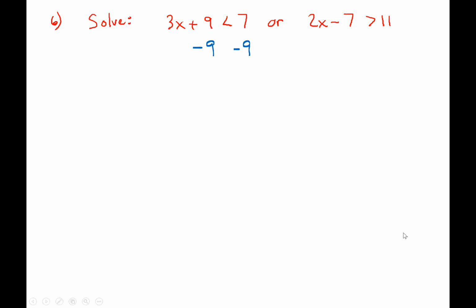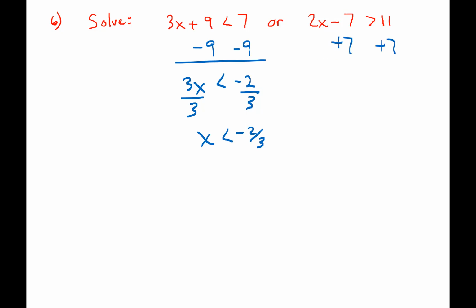So let's subtract 9 from both sides. Gets us a -2. Divide by 3, and voila. Gives us x is less than -2/3. Got some fractions here. That's okay. On the other side, we're going to add 7 to both sides. Gets us an 18. Divide by 2, voila. And 18 divided by 2 is a 9.